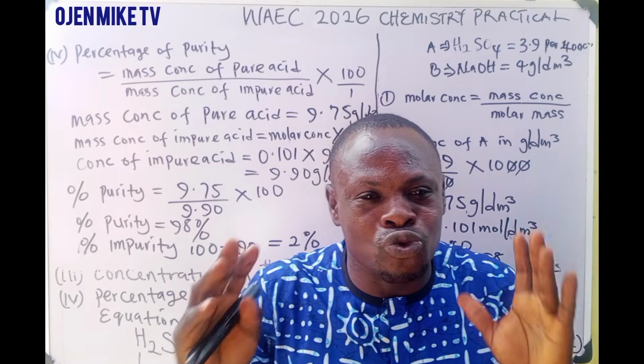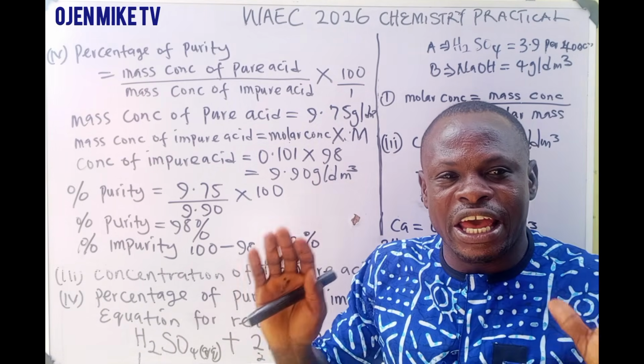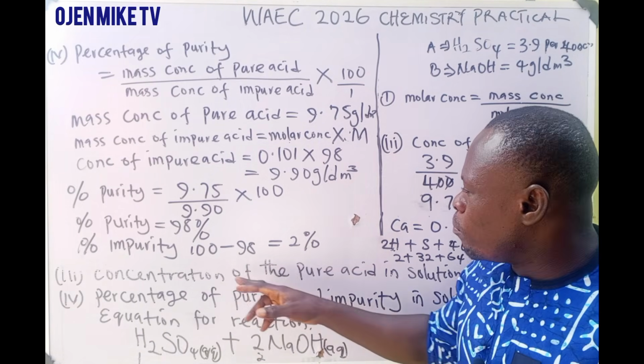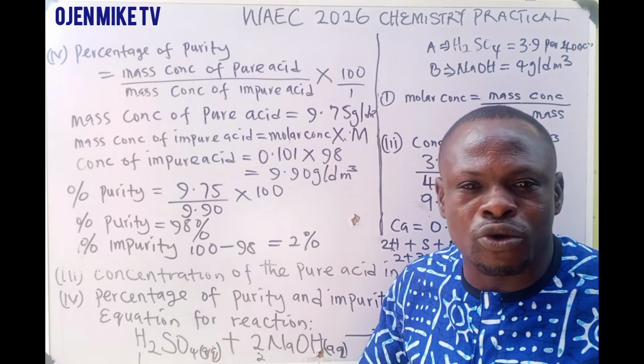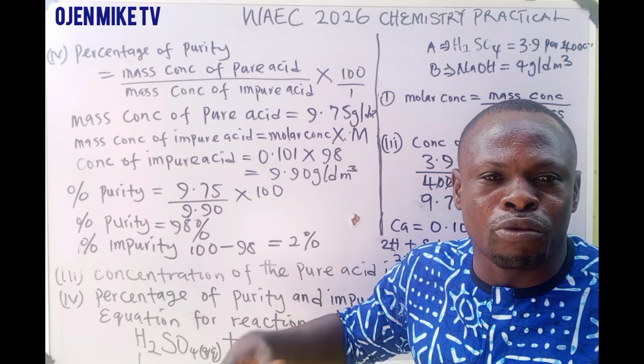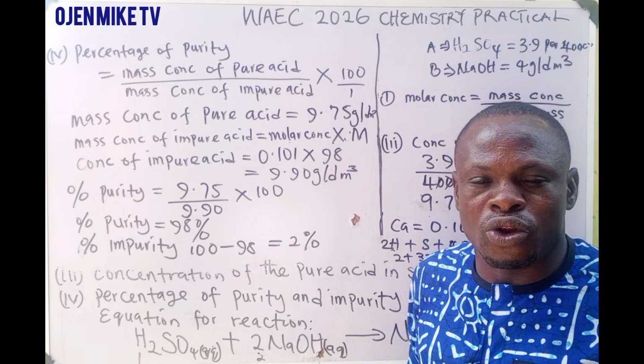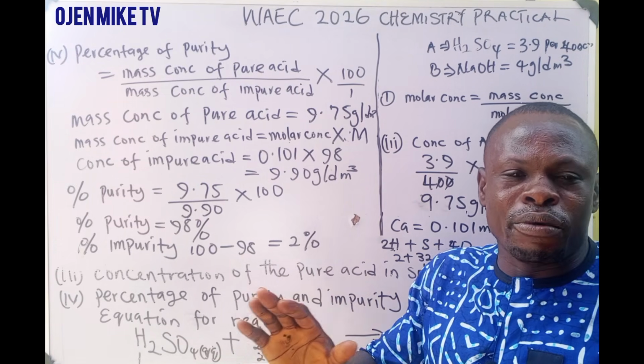So this is what you should be expecting in your exam, especially concentration of A in moles per dm³, in grams per dm³, and concentration of B in moles per dm³ and in grams per dm³. The question might not be far from it.